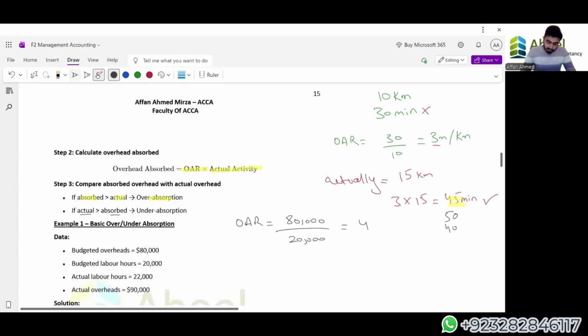Now we have actual labor hours, that is 22,000. So step 2, we have our adjusted budget. That says 4 into 22,000 should be my new absorbed overhead. That is basically 88,000, I suppose. Just calculating it for confirmation. Yes, 88,000.